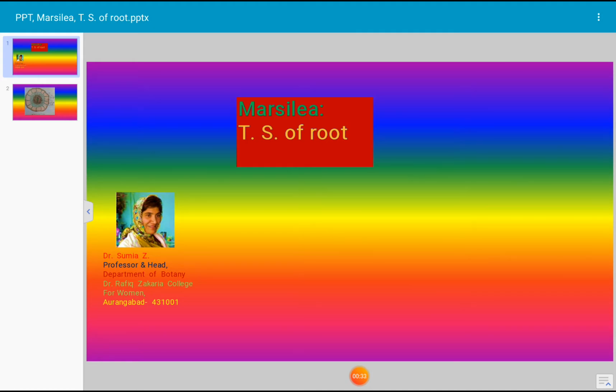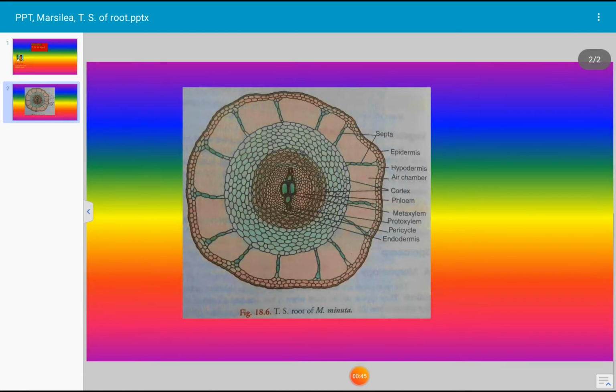Epi means outer, dermis means skin, the outermost layer, that is called epidermis. The second region of root is cortex and stele. The epidermis of the root is made up of a single layer of cells. The cells are thin walled, somewhat barrel shaped and parenchymatous in nature. All these cells are very compactly arranged without any intercellular space.